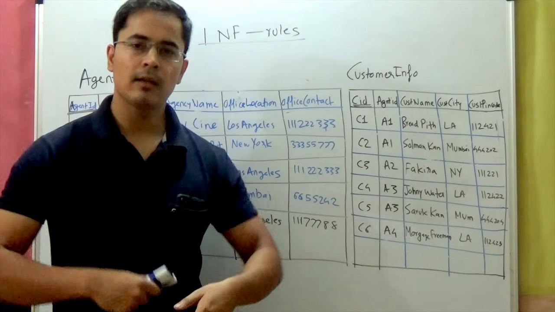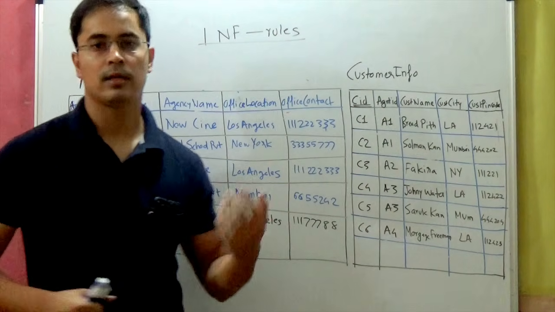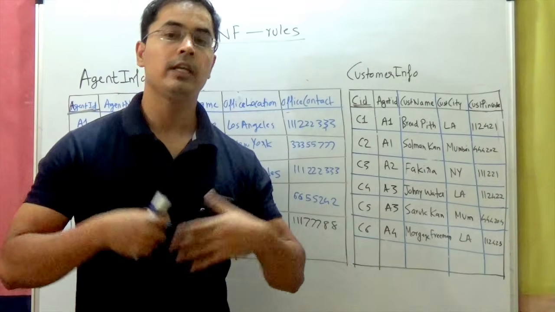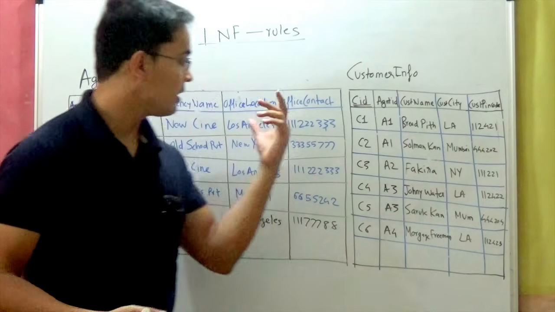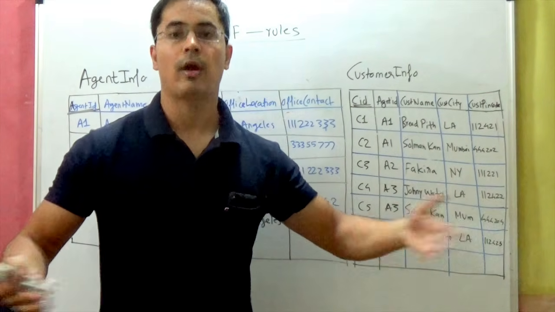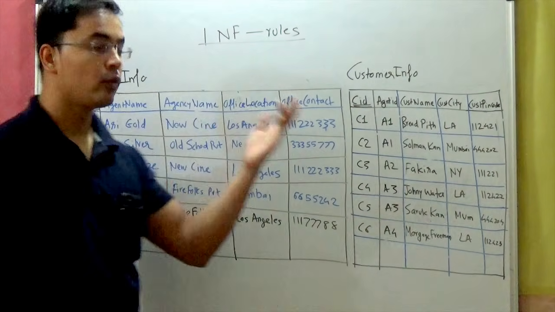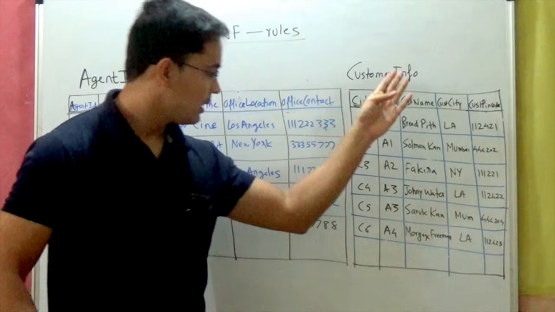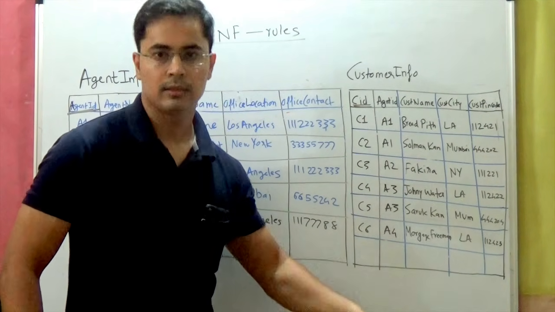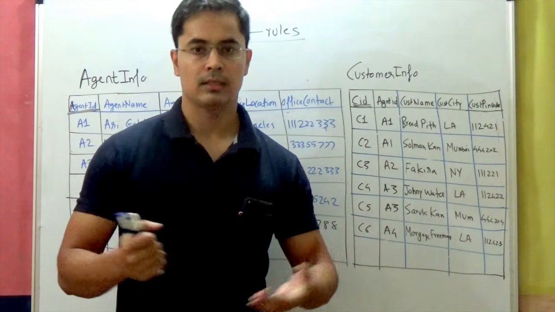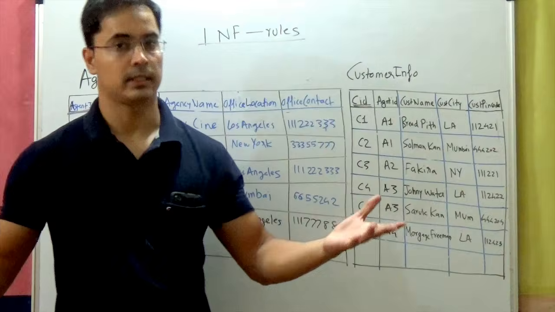Now, being in first normal form, we have resolved certain issues. We can add unlimited customers for each agent. Remember earlier we had 3 columns: customer 1, customer 2, customer 3. So at max, every agent could represent 3 customers. That limitation is now gone. In this table, you can keep on adding entries, right? So one agent can have as many customers as he or she wants to represent.